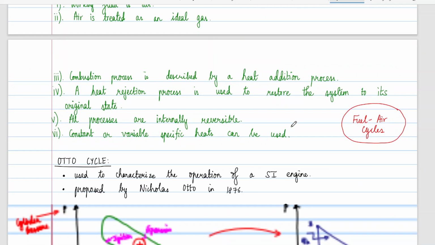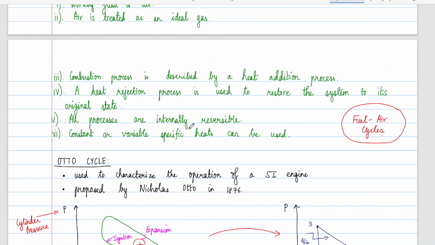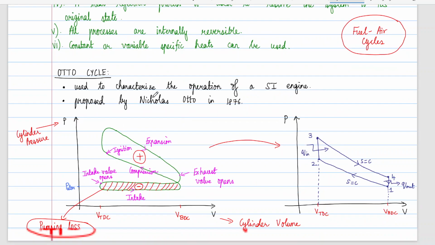So here we are looking at an Otto cycle. It is used to characterize the operation of a SI engine. The SI engine is essentially an engine which is spark ignited, right? It's used for gasoline engines or petrol engines. So if we look at the pressure versus volume diagram, this is how it looks.